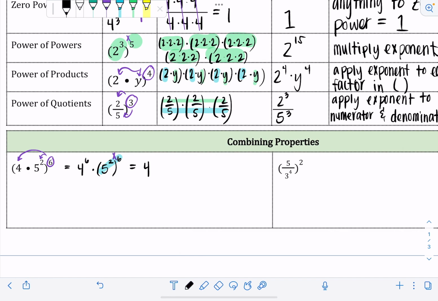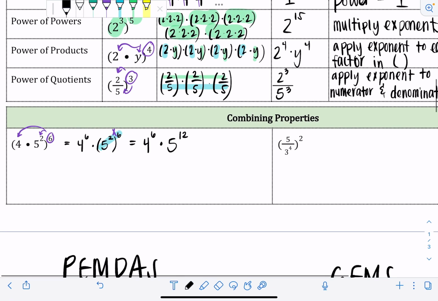So I'm going to copy over the 4 to the 6th, and then times 5 raised to the 2 times 6, so it becomes 5 to the 12th power. And that number is going to get pretty big, so if you ever have a number that big, you can just leave it in exponent form. If the workbook gives you a hard time, let me know. So we have 4 to the 6th times 5 to the 12th power, and at this point, we're done. We have to leave it like this because we can't combine the 4 and the 5 using any properties because they don't have the same base. So we'll leave it as 4 to the 6th times 5 to the 12th.